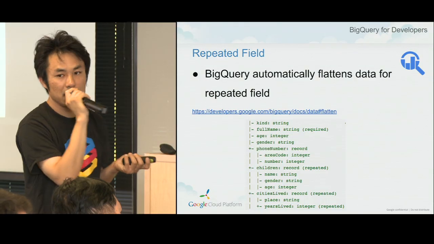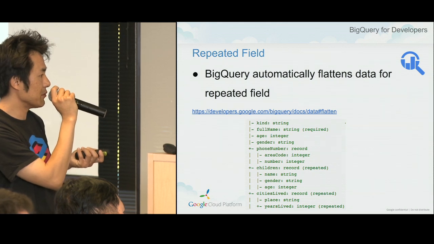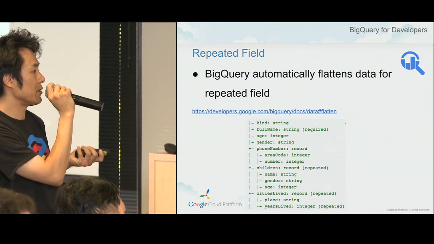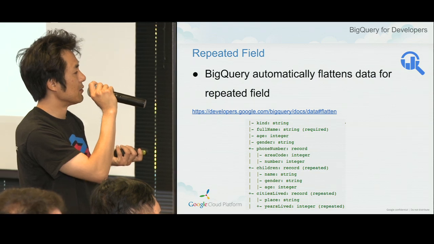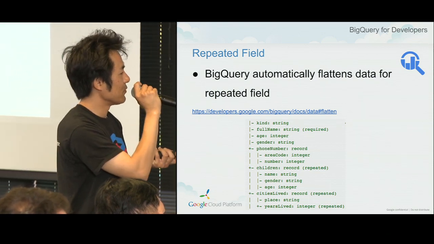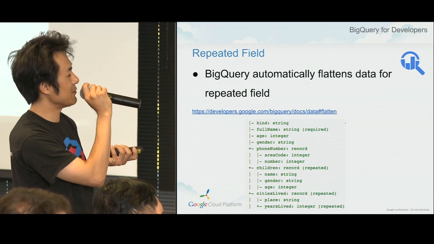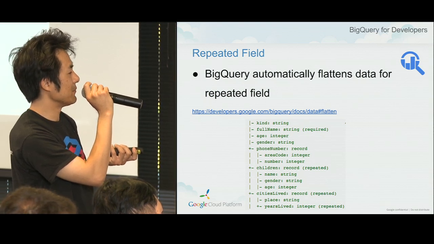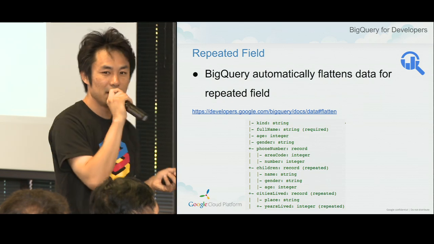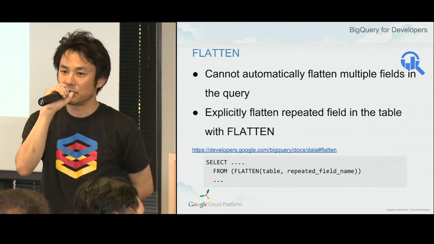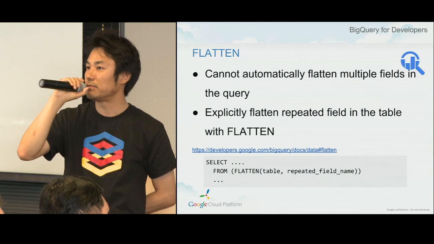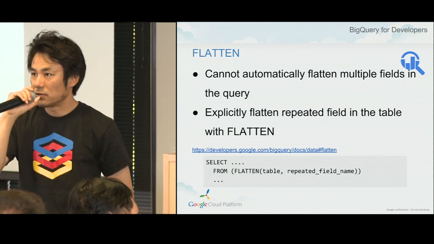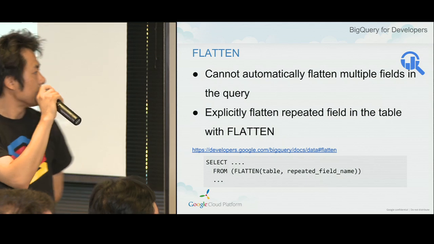However, what happens if we have multiple repeated fields like this? You have children and cities lived, and you want a query that includes both values, one from children, one from cities lived. Who has a child whose name is George, and who lived in New York? In this case, it's not flattened by default. But we still have a way to do that.